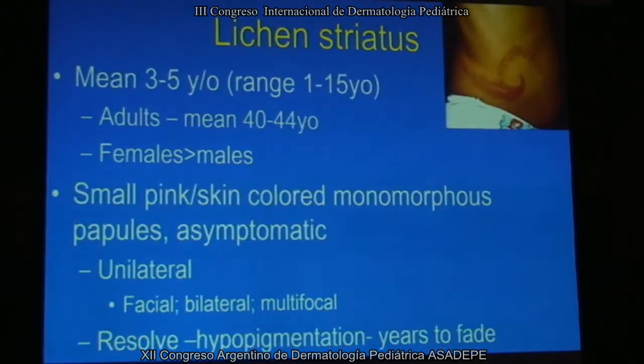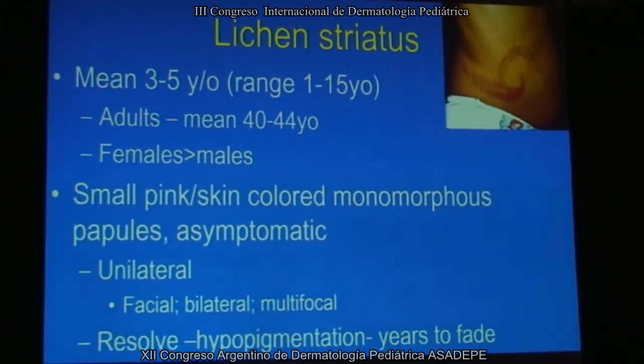The mean age of the development of lichen striatus is 3 to 5 years, but there's quite a wide range. There are adult versions of lichen striatus-like rashes that are often termed blaschitis. Lichen striatus is more common in females than in males.